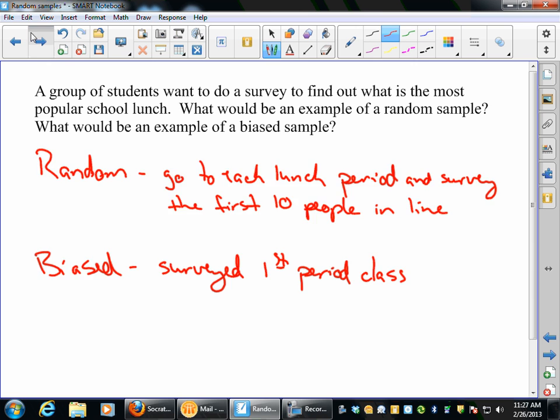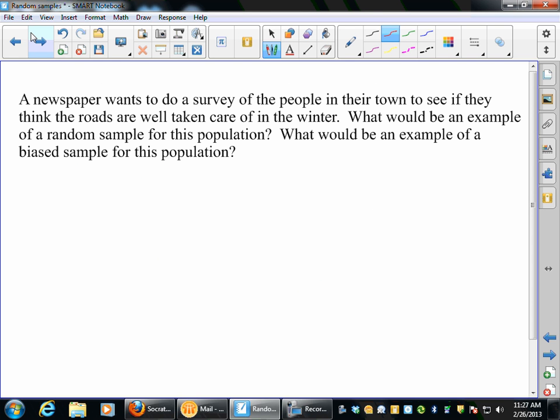All right, let's do one more example. A newspaper wants to do a survey of the people in their town to see if they think the roads are well taken care of in winter. I want you to try to think of how someone could get a random sample. Think to yourself now, how could you get a random sample of all the people in the town?